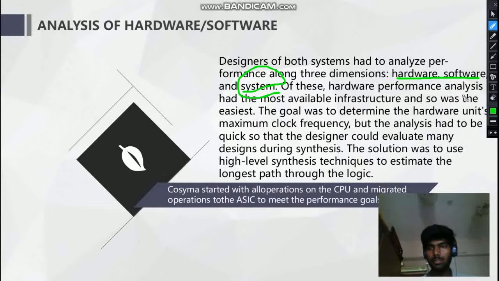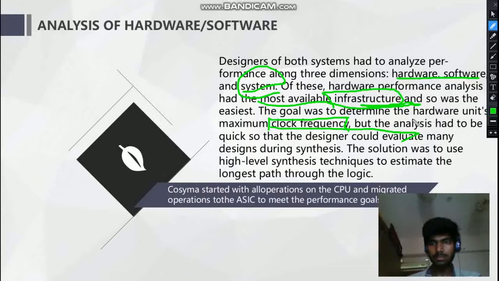Of these, hardware performance analysis has the most available infrastructure. This is obvious, because for hardware the natural resources are already available so much. So it was the easiest. The goal was to determine the hardware unit's maximum clock frequency. Maximum clock frequency means to increase the speed of the clock, so that the designer could evaluate many designs during synthesis. The solution was to use high-level synthesis technique to estimate the longest path through the logic.